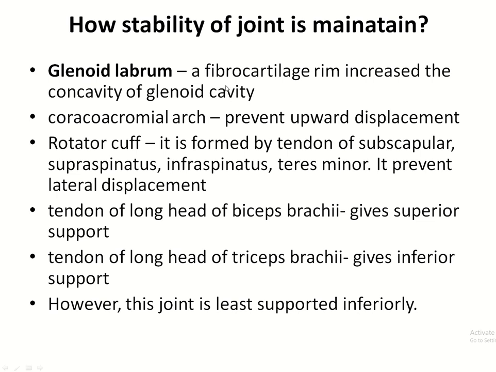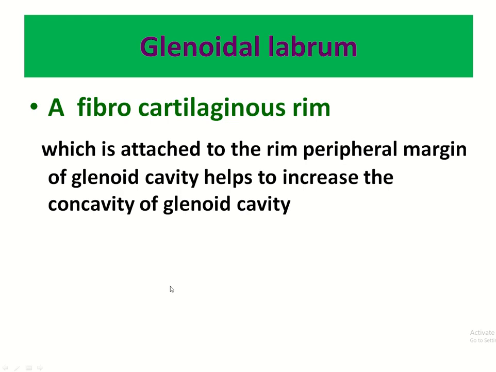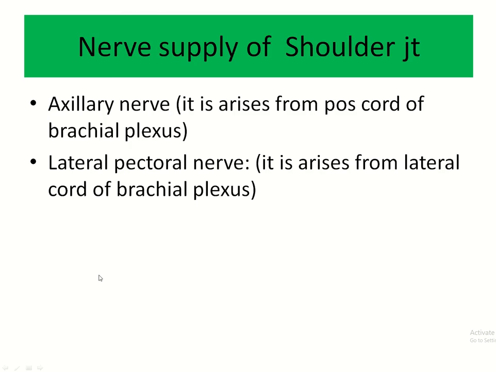Glenoidal labrum: a fibrocartilage rim which is attached to the peripheral margin of the glenoid cavity and helps to increase the concavity of the glenoidal cavity. Coracoacromial arch prevents upward displacement.